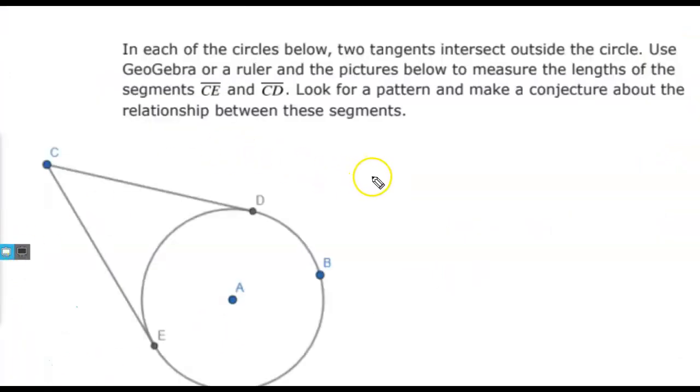So I'm going to try and capture our conjecture that if we have two tangents from the same point, the two tangent segments are congruent. They are equal to one another.